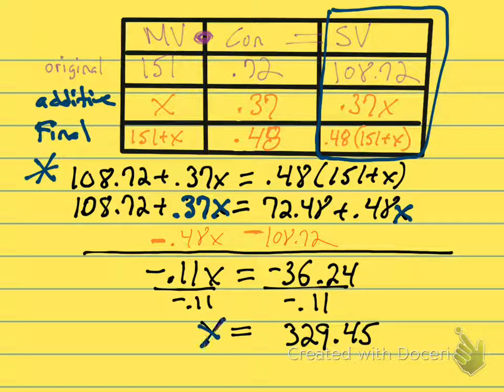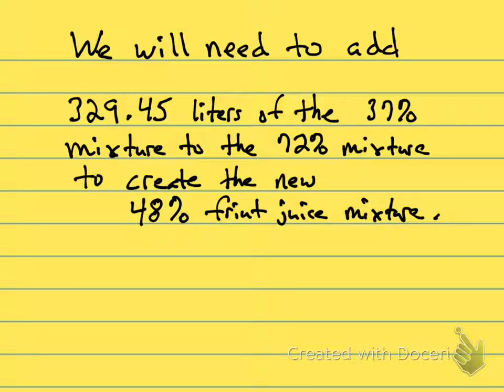And we find that x equals 329.45 liters. Please do remember that you need to answer the question using sentences. We need to add 329.45 liters of the 37% mixture to the 72% mixture to create the new 48% fruit juice mixture.